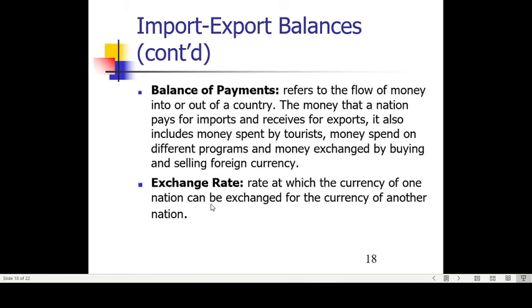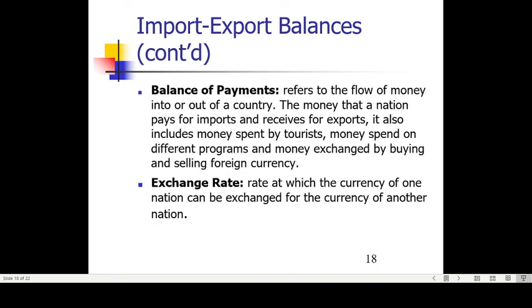Next, we have balance of payments. This refers to the flow of money into or out of the country. The money that a nation pays for imports and receives for exports. It also includes money spent for tourists, money spent on different programs, money exchanged for buying and selling foreign currencies. Okay, so balance of payments, ito yung flow ng money na pinapadala through remittance na nare-receive natin at binabayad natin sa ating mga utang, no? So, kailangan balance daw yan.